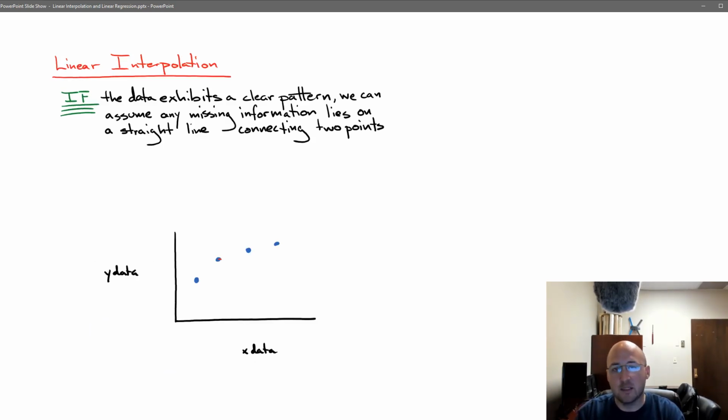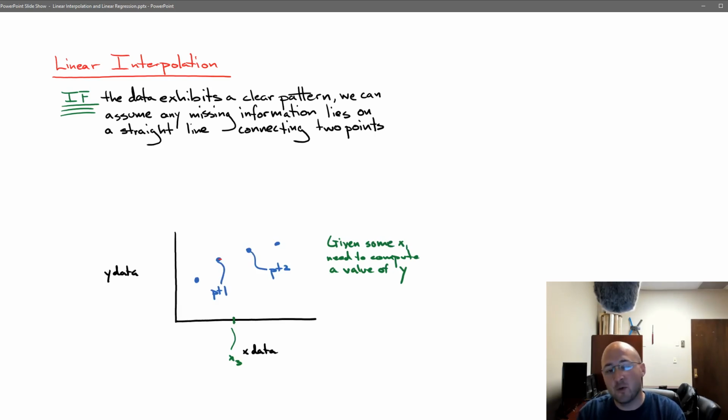So, all right, let's say we have some data. Let's say given some x value at this point where I've put my green hash, I need to estimate or compute a value of y. Well, first I have to understand that that green tick is between these 2 points. I'm going to call them point 1 and point 2. I'm going to call this x3. Point 1 has an x value and a y value. Point 2 has an x value and a y value. Similarly, point 3 has a y value, but that's what we're going to estimate.